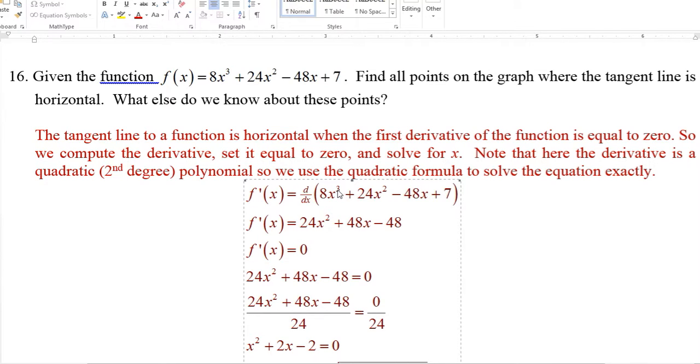We just follow this simple procedure. 3 times 8 is 24. Subtract 1 from the power makes it 2. 2 times 24 is 48. Subtract 1 from the power, it's 1. 1 times negative 48 is negative 48. That's x to the 0, so that goes away. The derivative of 7, a constant, is 0, so that goes away. So notice when you take the derivative of a polynomial, it goes down 1 in degree. Now we want to set the derivative equal to 0, so we would take that formula, set it equal to 0, and solve. Now in this case, I could divide both sides by 24, and so I do that, and it works out nicely. Whole numbers here, and of course it still didn't mess up our 0 there.